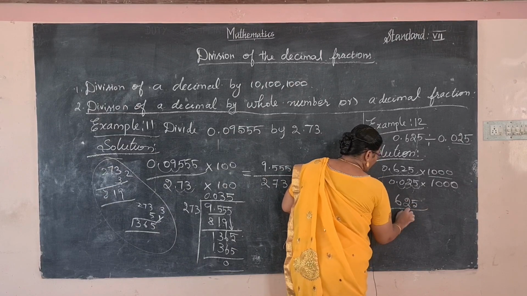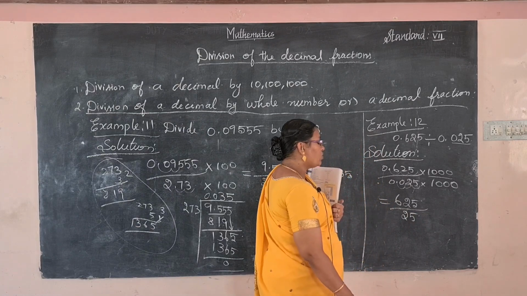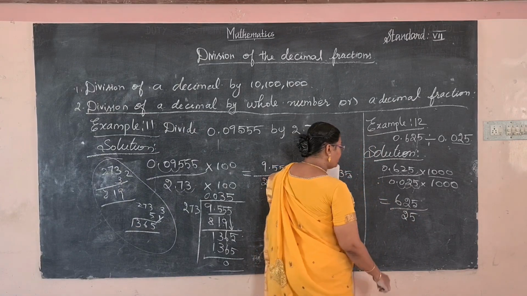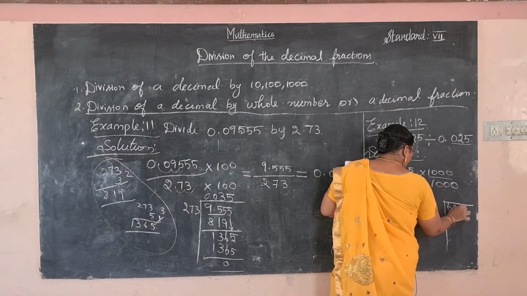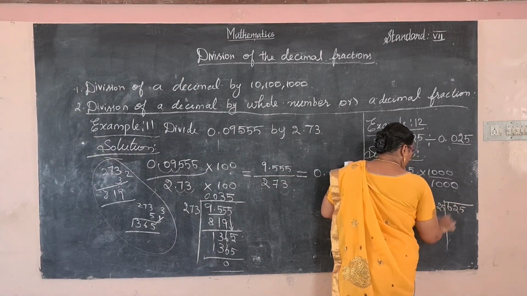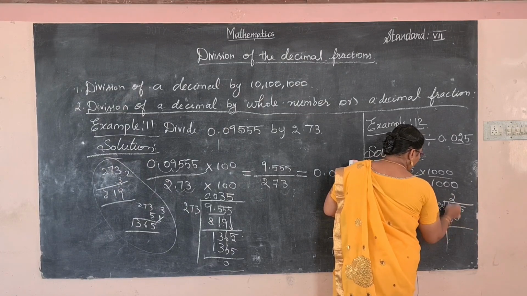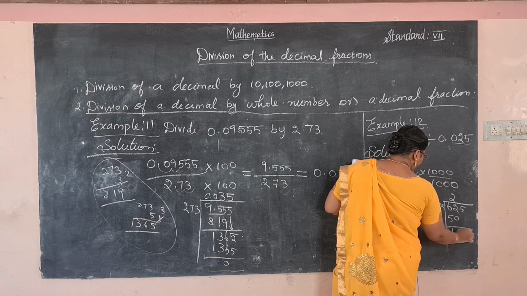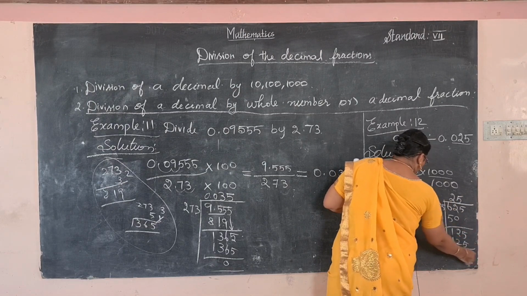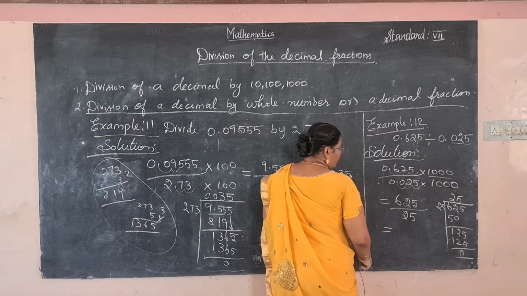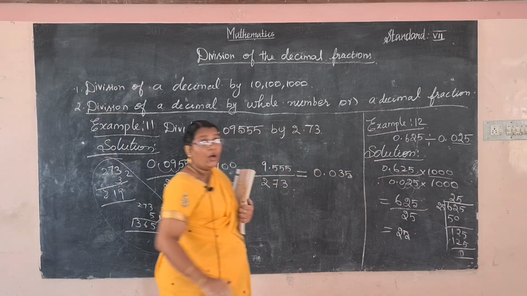625 by 25. You know the 25 table, how many times? 25 25s are 625. You need to divide 625 by 25. How many times? 2 times 25 is 50. So remaining 125. 25 5s are 125. The remainder will be 0. So the value is 25. You get the whole number.